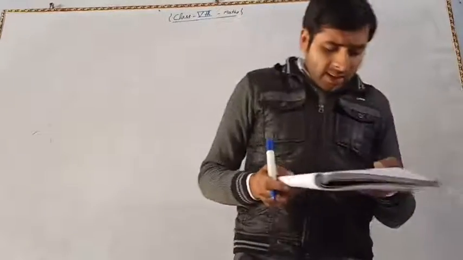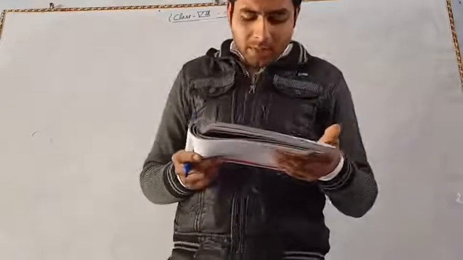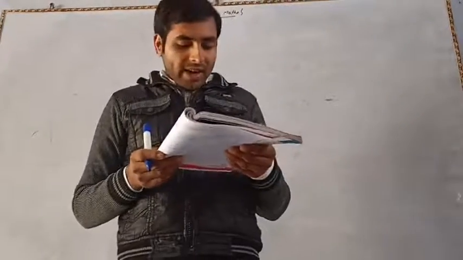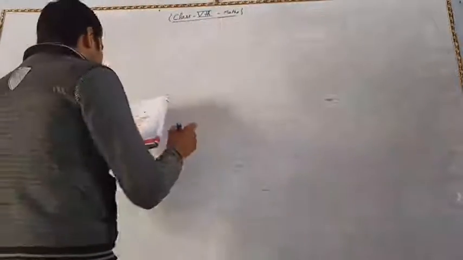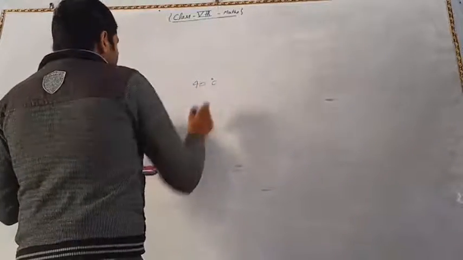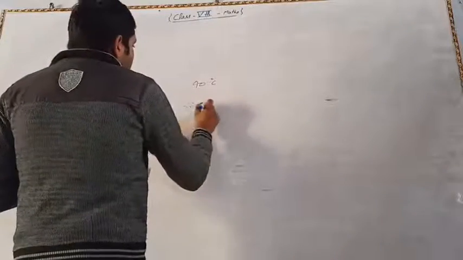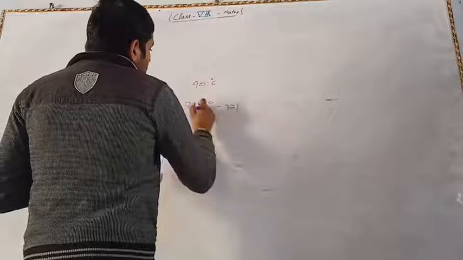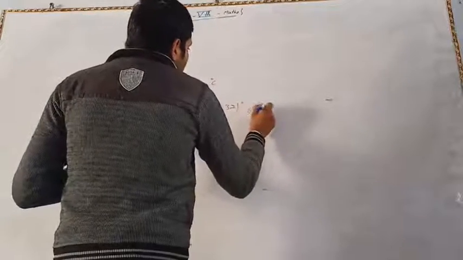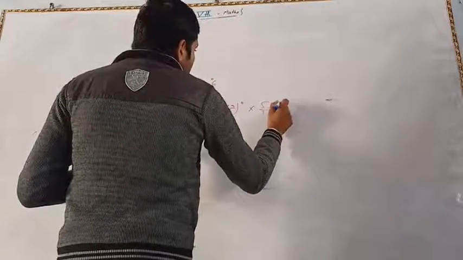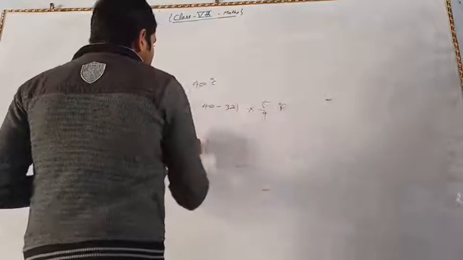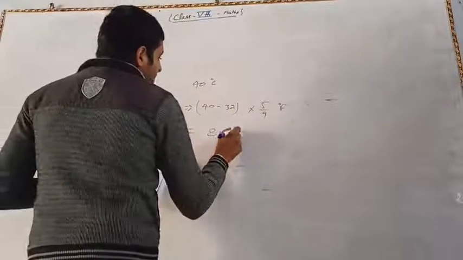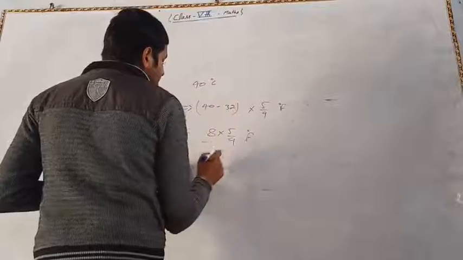Here again it is given that the maximum temperature in the month of June was 40 degree centigrade. Convert it into degree Fahrenheit. So you have to convert 40 degree centigrade into degree Fahrenheit. You have to convert this: 40 minus 32 degree centigrade into 5 by 9. Okay, in degree Fahrenheit.